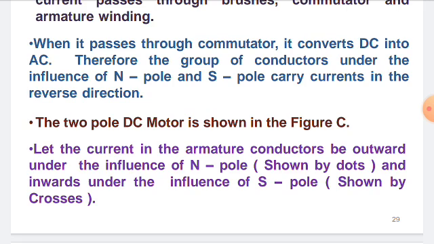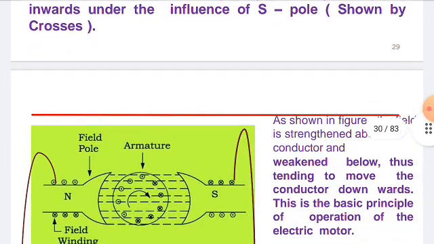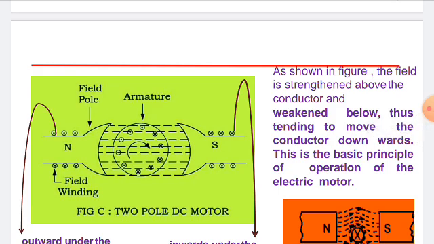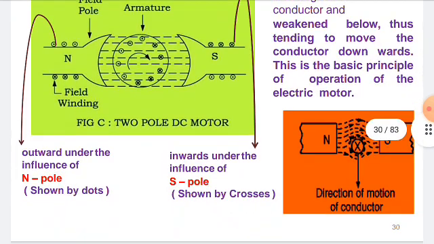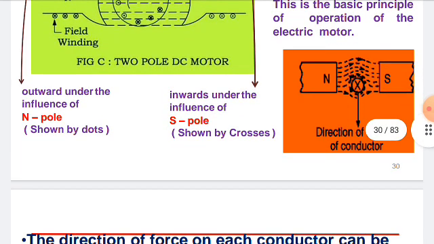Let the current in the armature conductors be outward under the influence of the north pole, shown by dots, and inwards under the influence of the south pole, shown by crosses. As shown in the figure, the field is strengthened above the conductor and weakened below, thus tending to move the conductor downwards. This is the basic principle of operation of the electric motor. Outward under the influence of north pole and inward under the influence of south pole.